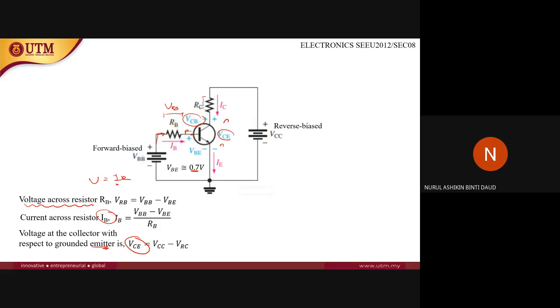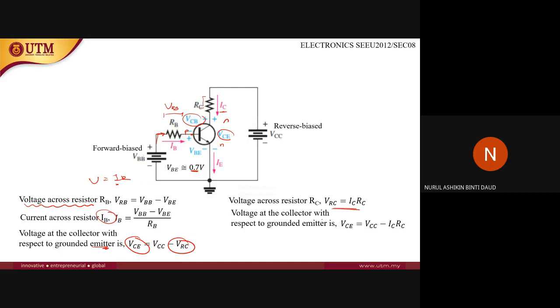So to find VRC, you need to find the value of IC first, the current that flows here. So the voltage across RC is VRC equals IC times RC. So this is Ohm's law, right? So the voltage at the collector with respect to the grounded emitter is VCC minus this value. Just put this value inside here: VCC minus IC times RC. Okay, you will get VCE.